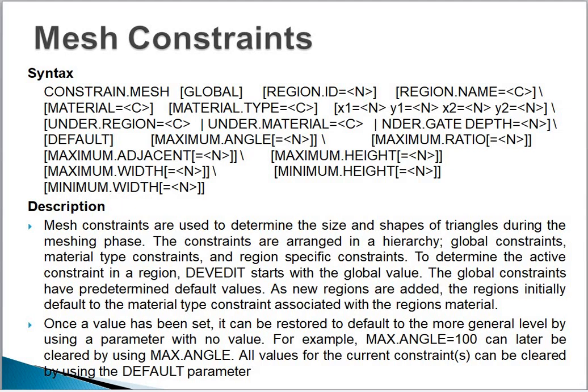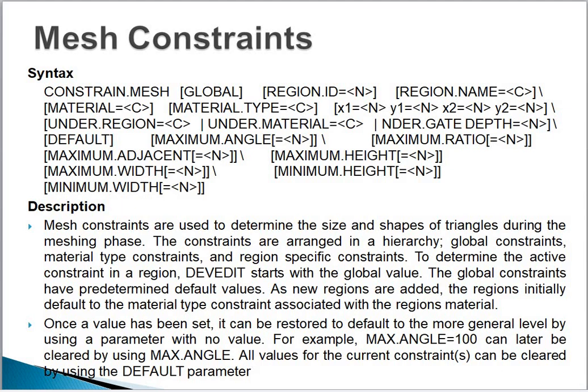Description: mesh constraints are used to determine the size and shape of triangles during the meshing phase. The constraints are arranged in a hierarchy: global constraint, material type constraint, and the region specific constraint. To determine the active constraint in a region, DevEdit starts with the global value. The global constraints have predetermined default values. As new regions are added, the region initially defaults to the material type constraint associated with the region material.